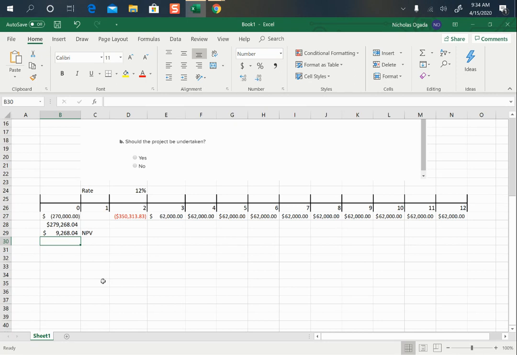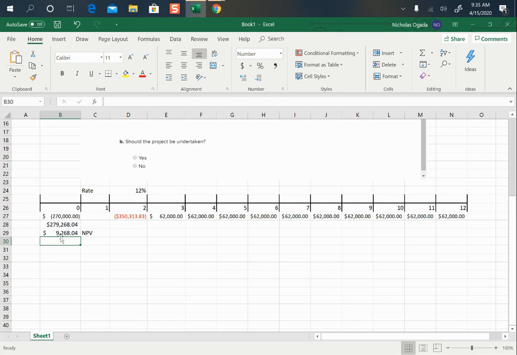So again, how do we apply this tool? Remember what we said. If the net present value is positive, then you'll end up taking the project. If the net present value is negative, then you're going to reject that particular project. In this example, our net present value is positive, which is 9,000. So in this case, we are going to take the project because we put in $270,000 as our initial investment. We are getting back 279,000.